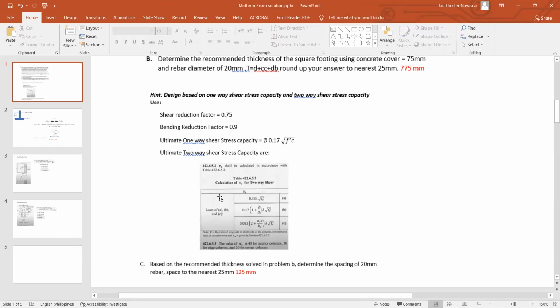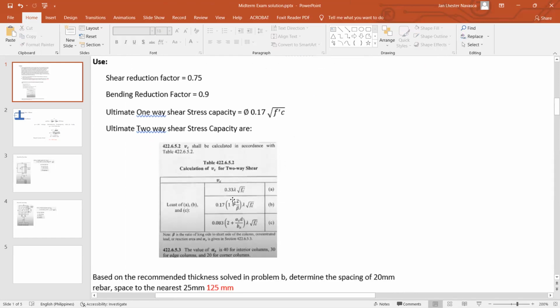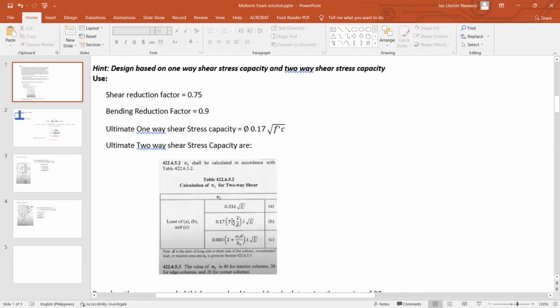Okay, so ito. So yung naka-indicate na dito kung ano yung gagamitin na shear stress capacity. For one way, that is phi 0.17 square root of f'c. And for ultimate two-way shear stress, that is the least of these values. So kung i-compute nyo to, that is 0.33 lambda square root of f'c, 0.17, okay, this one and this one. Ang unknown lang dito, what is your alpha s? Okay, what is your beta?